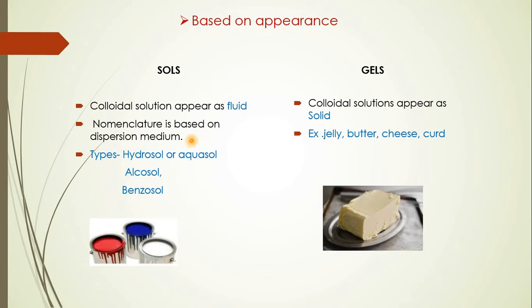Nomenclature is based on the dispersion medium. An example is hydrosol or aquasol, wherein the dispersion medium is water. If the dispersion medium is alcohol, then it is called alcosol. If the dispersion medium happens to be benzene, then it is called benzosol. Whereas examples of gels are jelly, butter, cheese and curd.